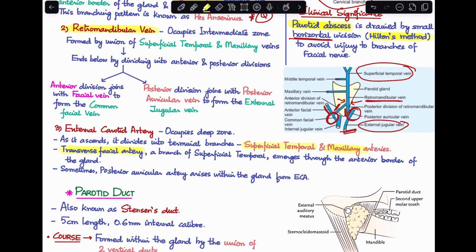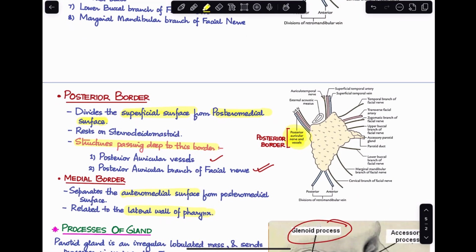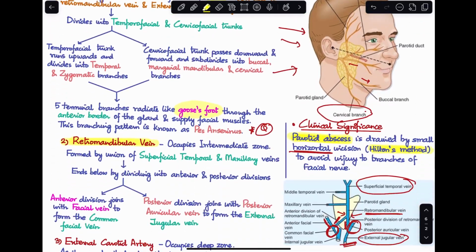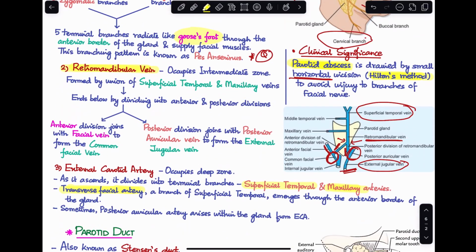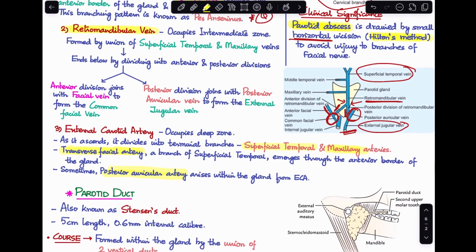Sometimes we saw in one of the relations in the border, when we were studying the anterior border of the gland, let's look at it. This is our anterior border of the gland. We saw that the transverse facial artery passes through the anterior border of the gland. So that is also a part of the external carotid artery, coming from one of its branches. Sometimes we see the posterior auricular artery arising from within the gland from the external carotid artery. So this is about the three different structures that are passing through the parotid gland and the course that they take within it.